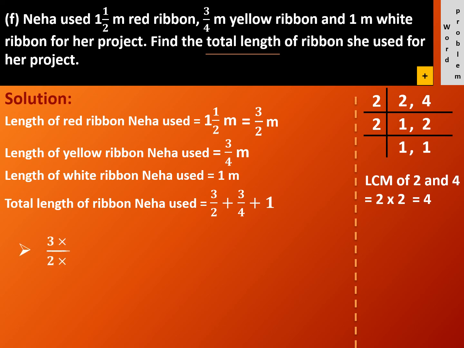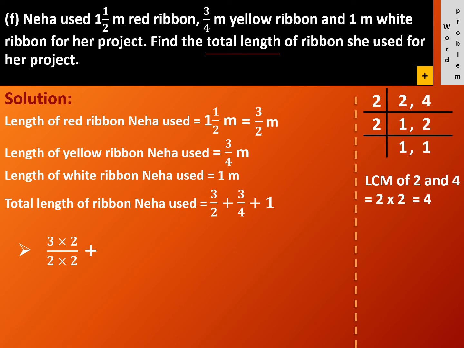Our first fraction is 3 upon 2 and we want 4 at the place of denominator. So which digit will you multiply to bring 4 in the denominator? Yes, the answer is 2 because 2 2s are 4. So we multiply numerator and denominator by the same number 2. Then write the plus sign as it is.